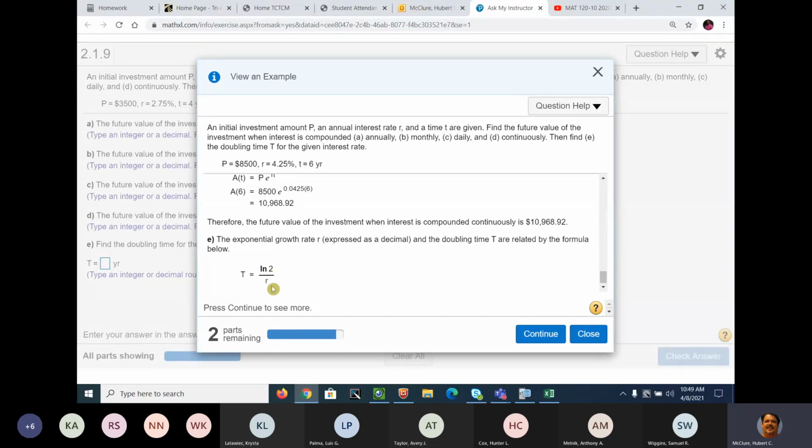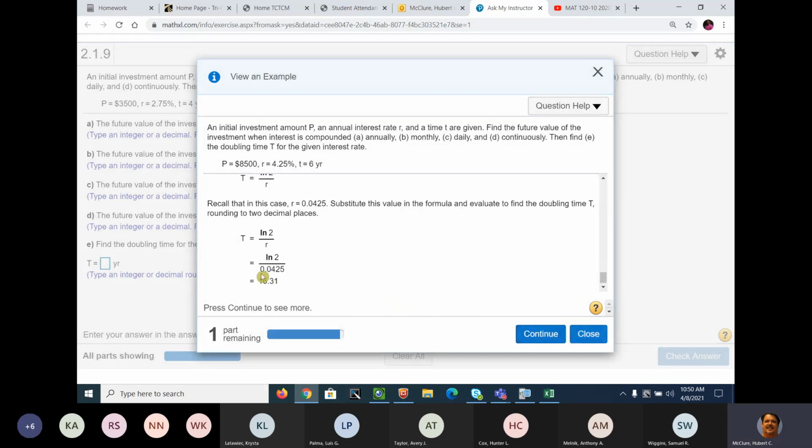The exponential growth rate expressed as a decimal and doubling time T are related by this formula. So write that down. Of course, they didn't give it to you in the question. They should have told you: T is equal to the natural log of 2 over R. That's why I was giving it to you through the explanation, because it's better than me trying to find it and cut it out. So T is equal to the natural log of 2 over R, and you would punch that in, and there's your new T, the doubling time.